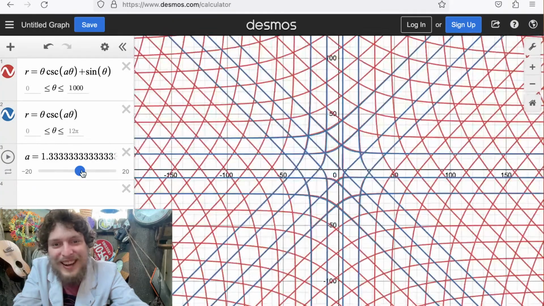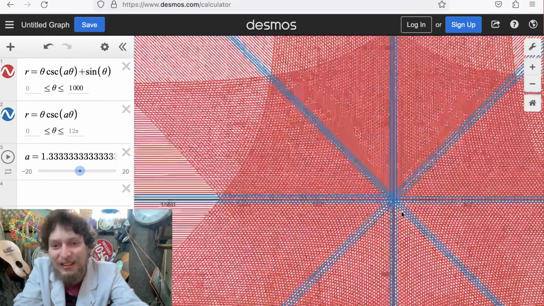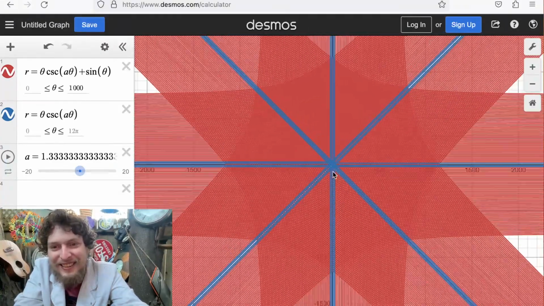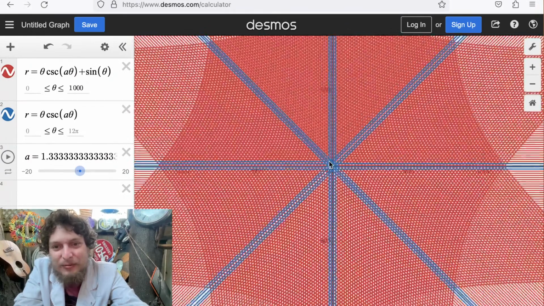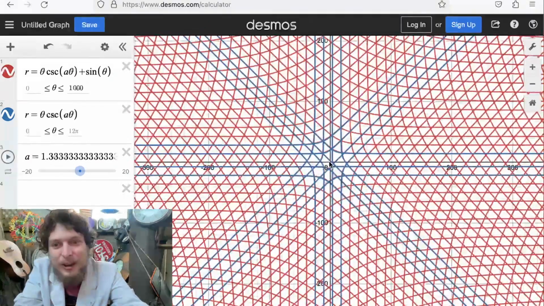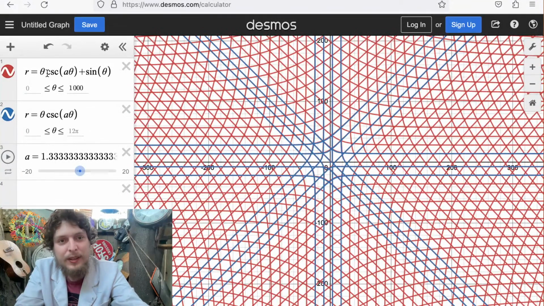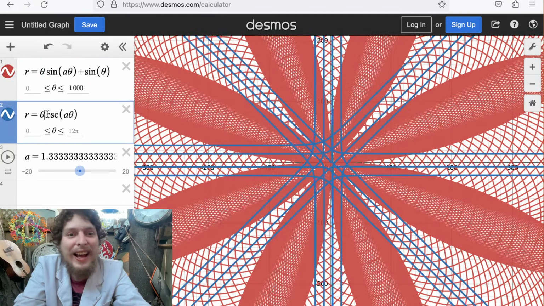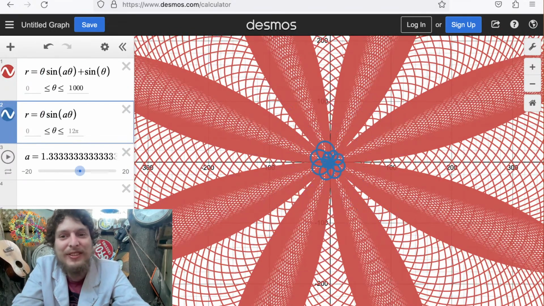Whoa. All right. Okay, now it's almost like a grid. At this scale, it's almost like this strange star. So, now let's change this up a tiny bit. And this was all when we had cosecant there. Let's make it only sine. This is going to be a very simple set of equations.